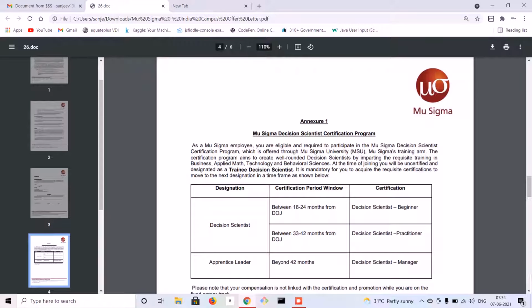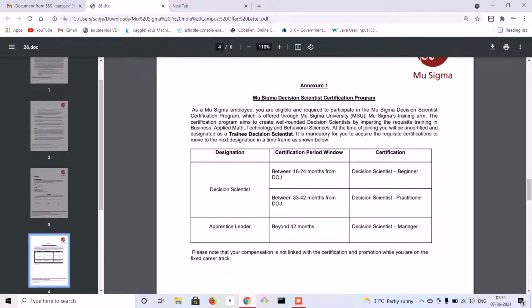First your designation will be decision scientist beginner, then decision scientist practitioner, and after this you will be apprentice leader, and your certification will lead to decision scientist manager. If I talk about my friend who is working there, he is getting around 50k almost, and he has completed almost 2.5 years.